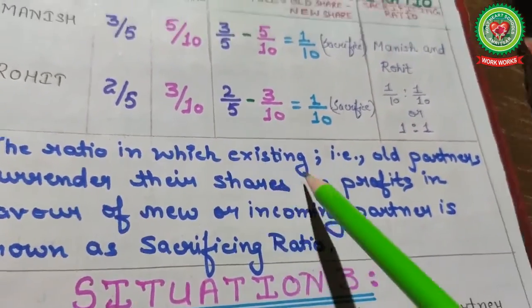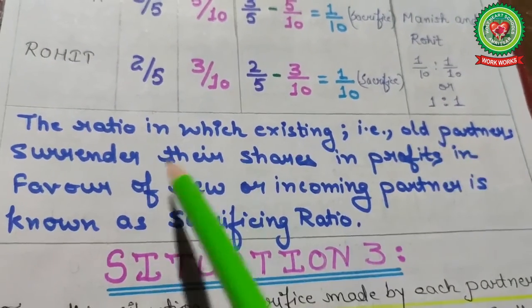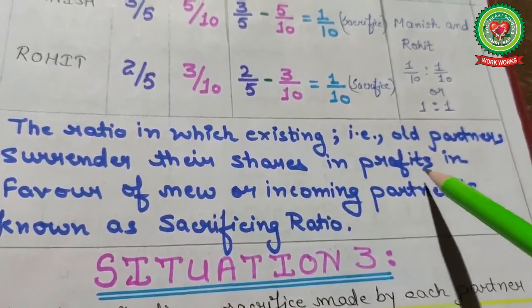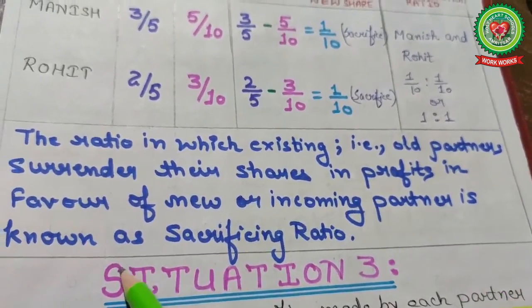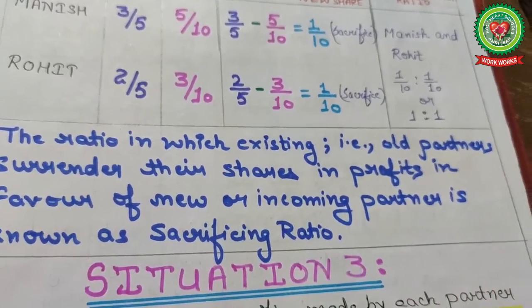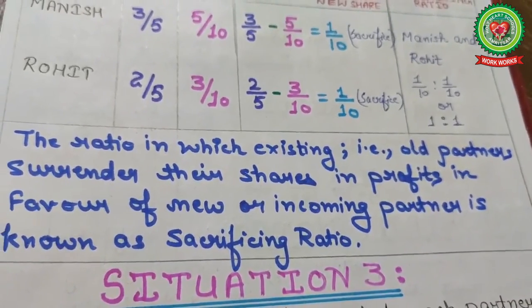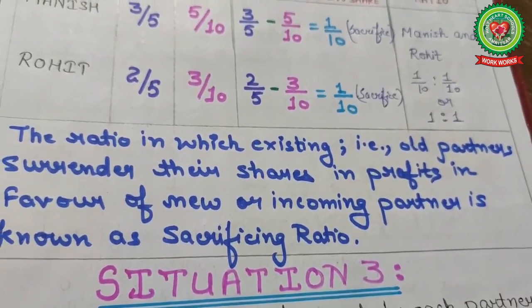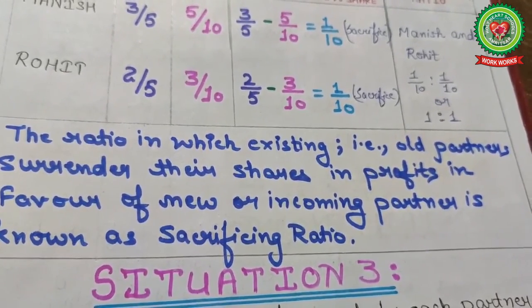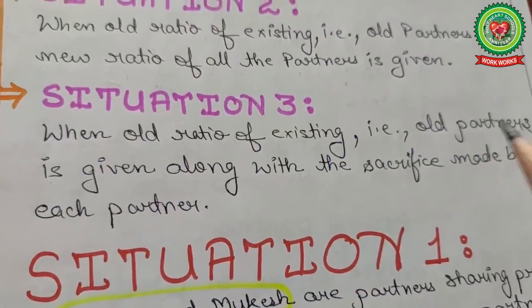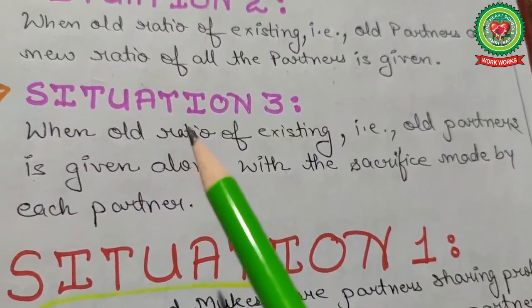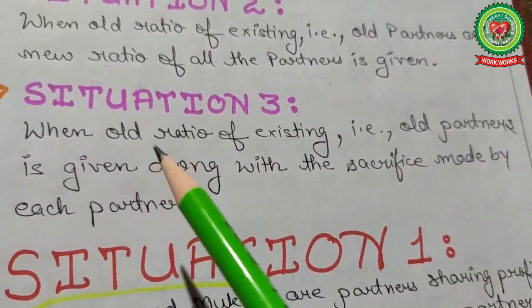The ratio in which existing old partners surrender their share in profits in favor of a new or incoming partner is known as the sacrificing ratio. So this one is your second situation, how to compute sacrificing ratio in the second situation. Now it's time to know about situation 3. Under situation 3, how to compute sacrificing ratio.